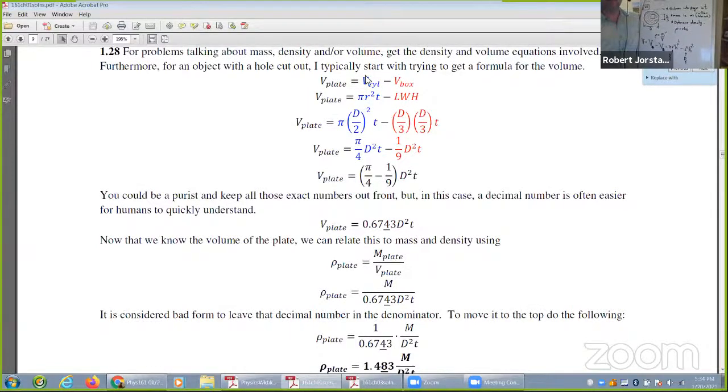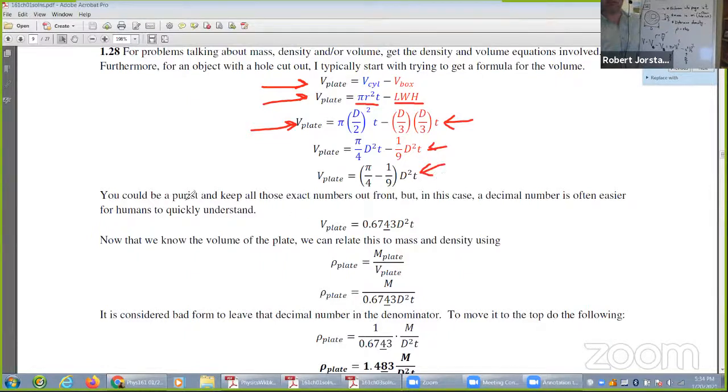First, we get the volume. We write it like this, and then we put in the stuff that's specific to our problem. So these are general formulas up here, pi r squared and L width height. Those are kind of general formulas, right? Then we plug in the specifics for our problem. We do the math, then we group this stuff.